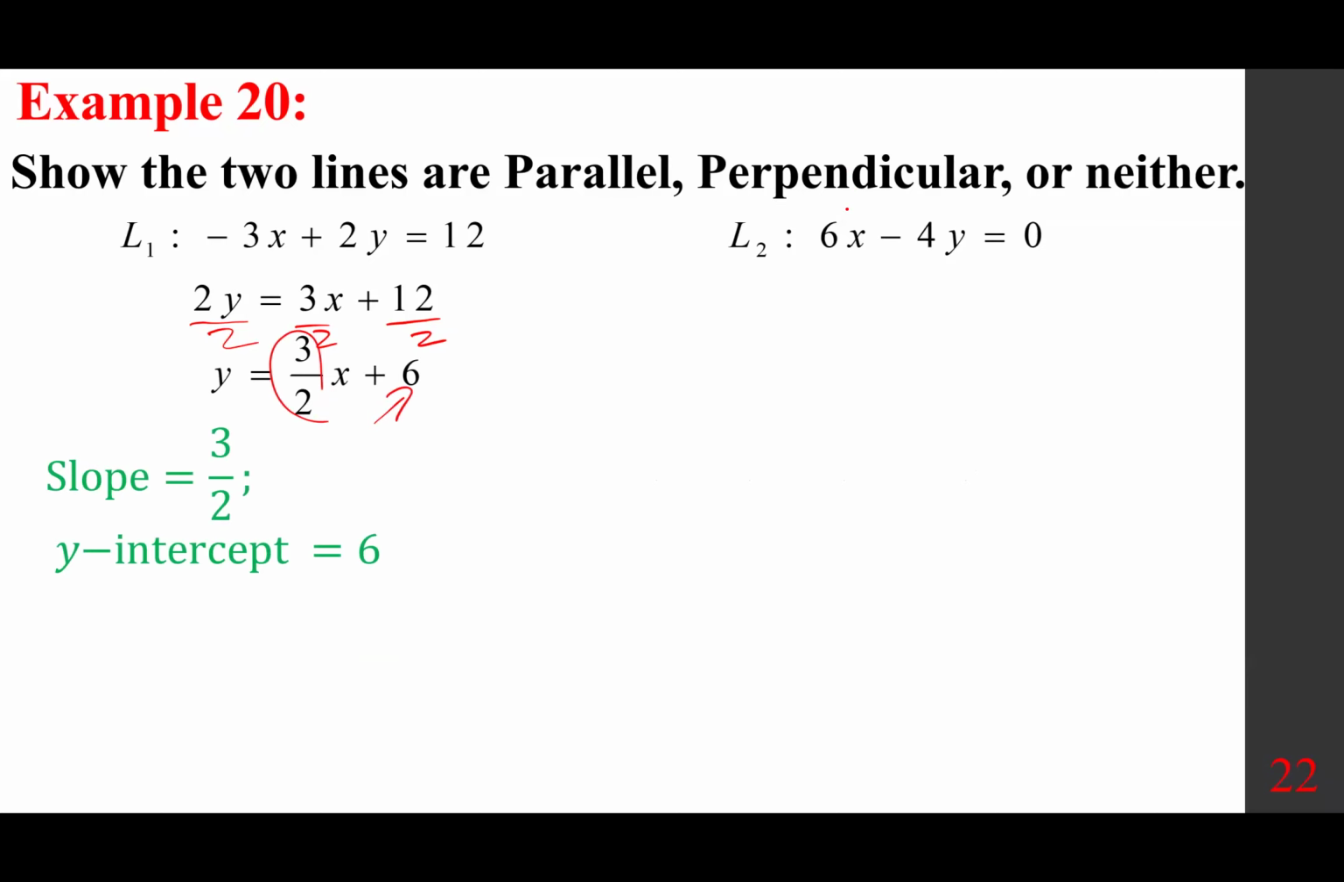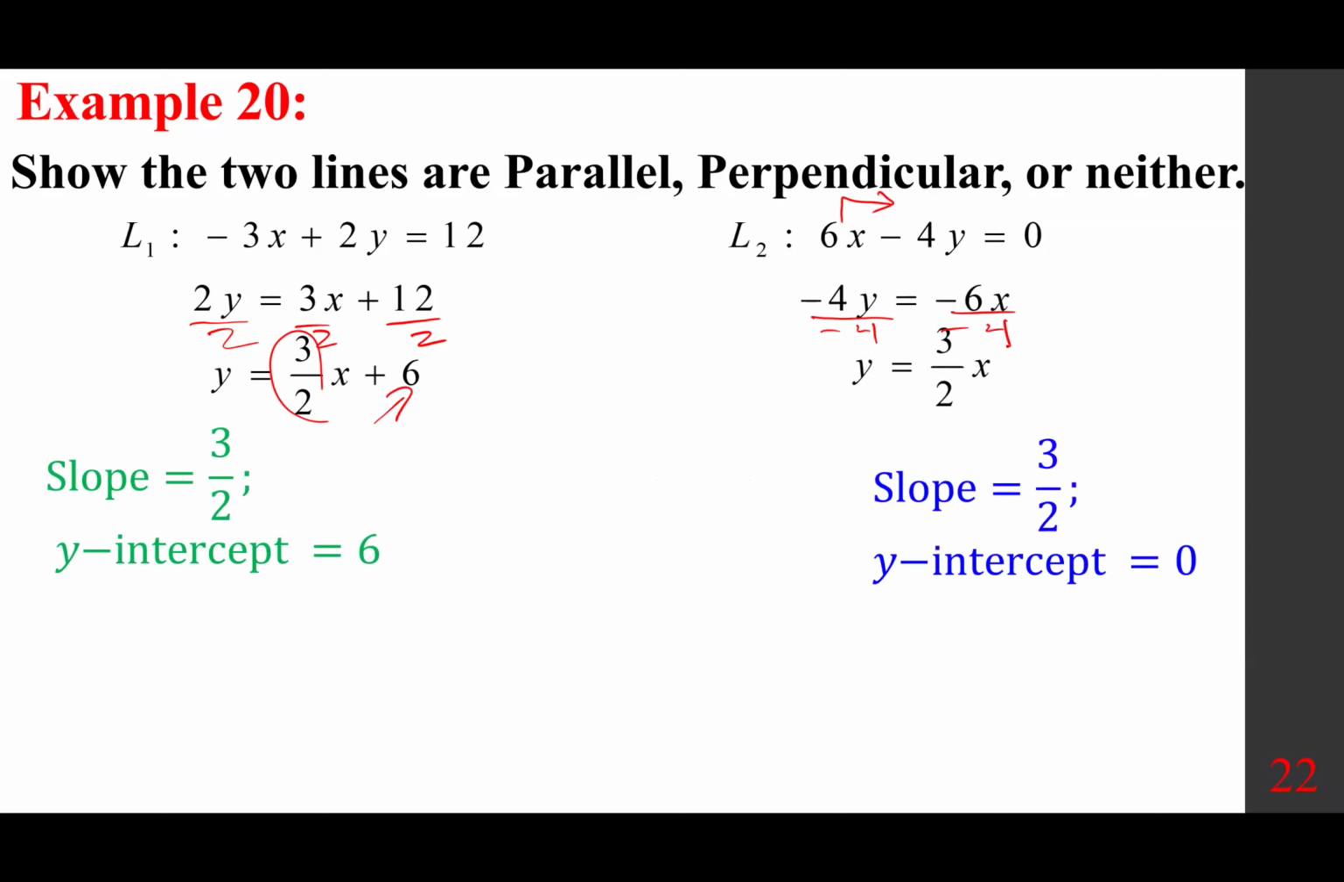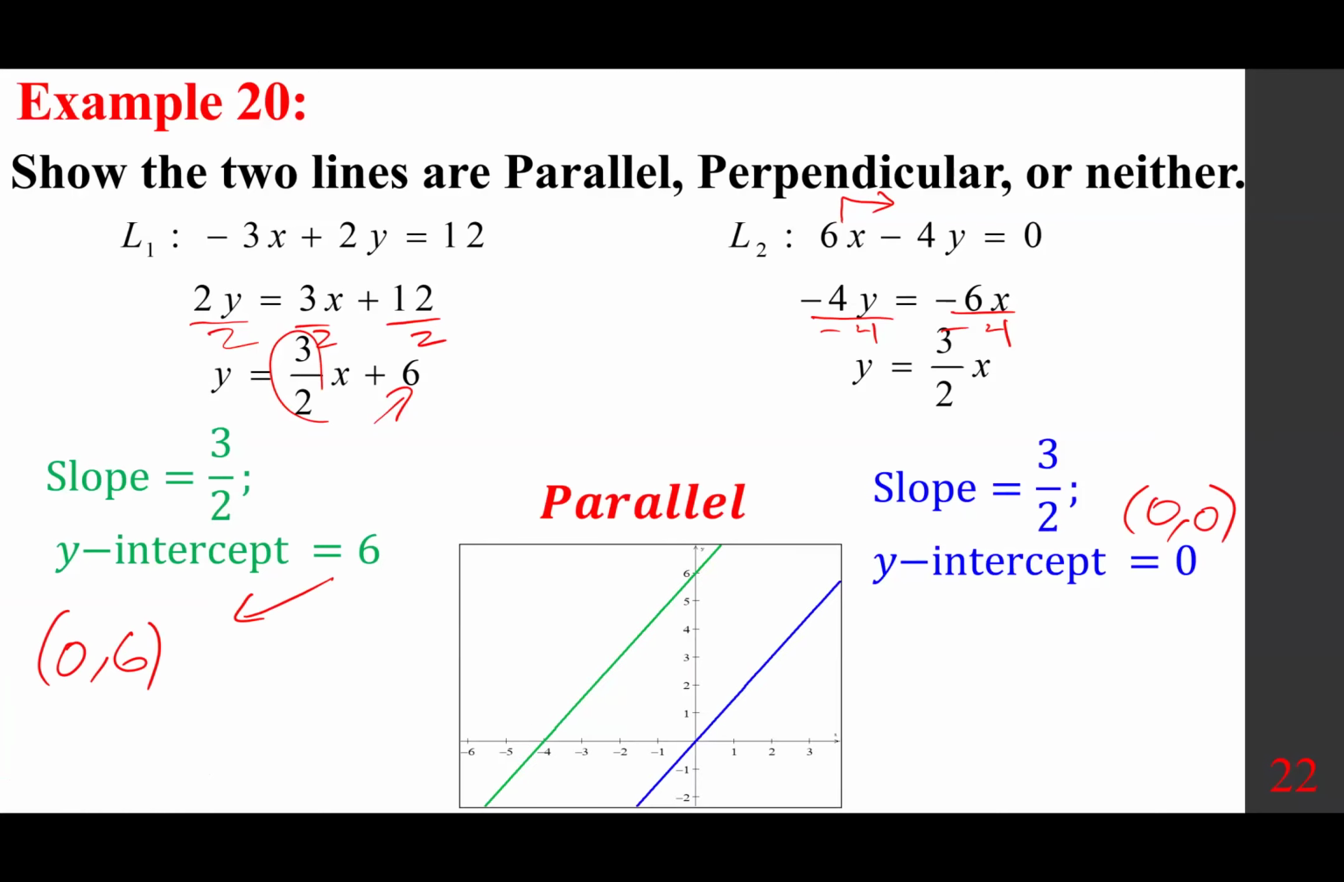For this one, we are going to move 6x, and we're going to divide both sides by negative 4. Y becomes 3 halves x. The slope is 3 halves. Y-intercept is at 0. More precisely, this means 0, 6. This means 0, 0. And they are parallel because these two slopes are identical.